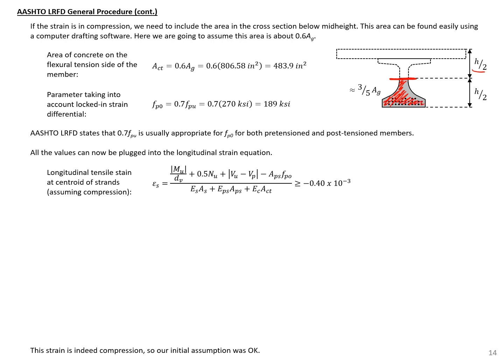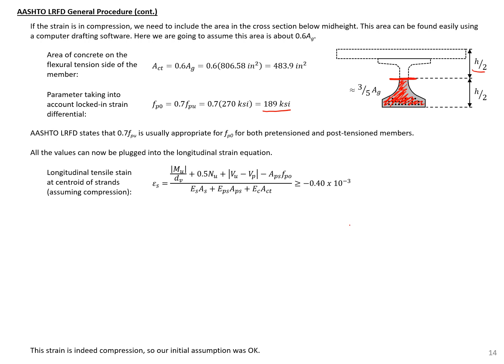If you're using computer drafting software, you can select that area and automatically find the area. Here we're going to guess that that area is about 3/5 of the gross area of our precast section. We have this big bulb T, so I'm assuming that a little more of our area is below that mid-height. AASHTO tells us for this fpo term that it is usually appropriate to use 0.7 times fpu. So we're going to use that here. So 189 ksi will be our value there.